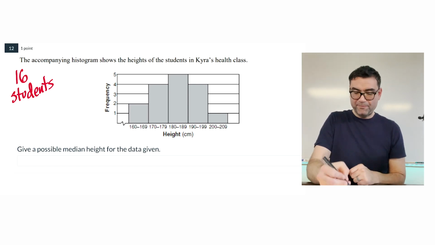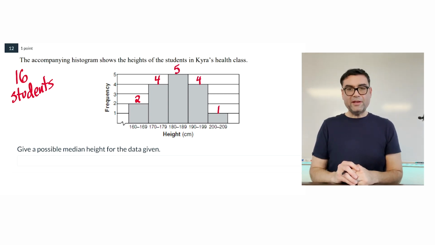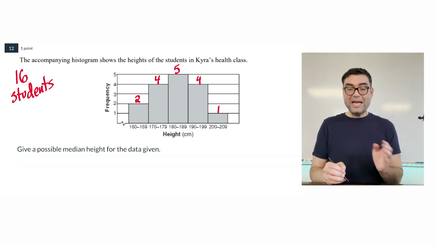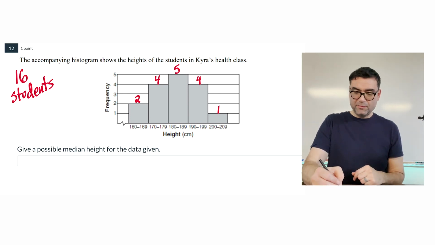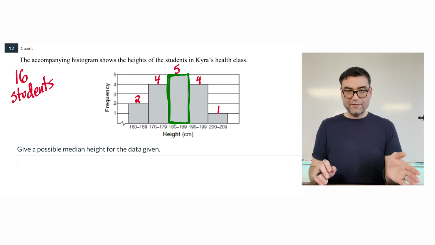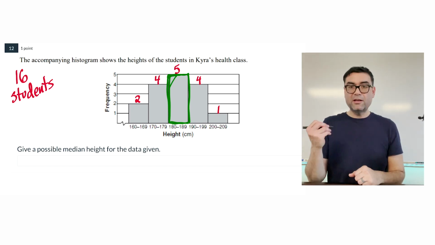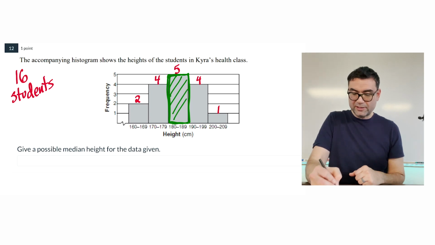So let me count my bars again. There's 2, 4, 5, 4, 1. So think about this. If there's 16 students, half would be 8. So if I went 8 students from the left, 2 plus 4 is 6. 2 more students would land me somewhere in this bar. Right? So if you count 8 students from the left or the beginning of your data, or if you count 8 students from the right of your data at the end of your data, and you go 8 students in from either way, your median value has to be somewhere in this bar.